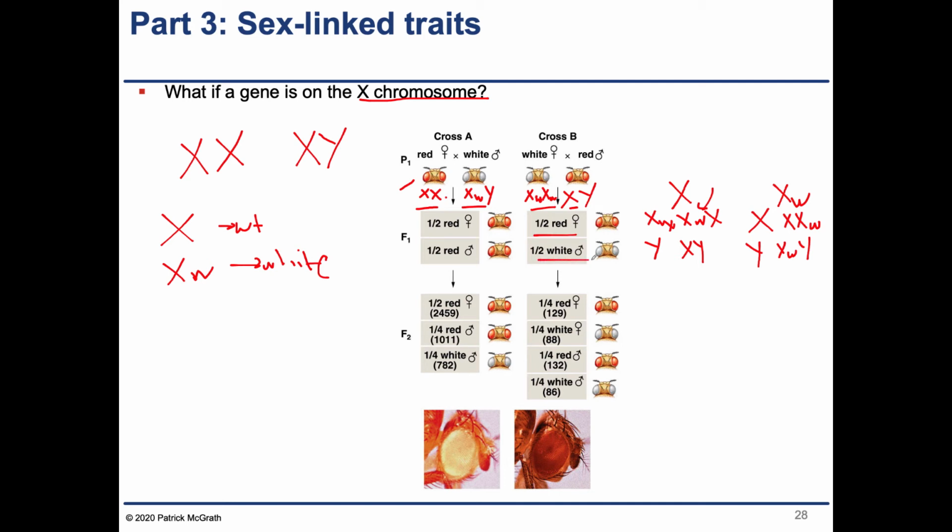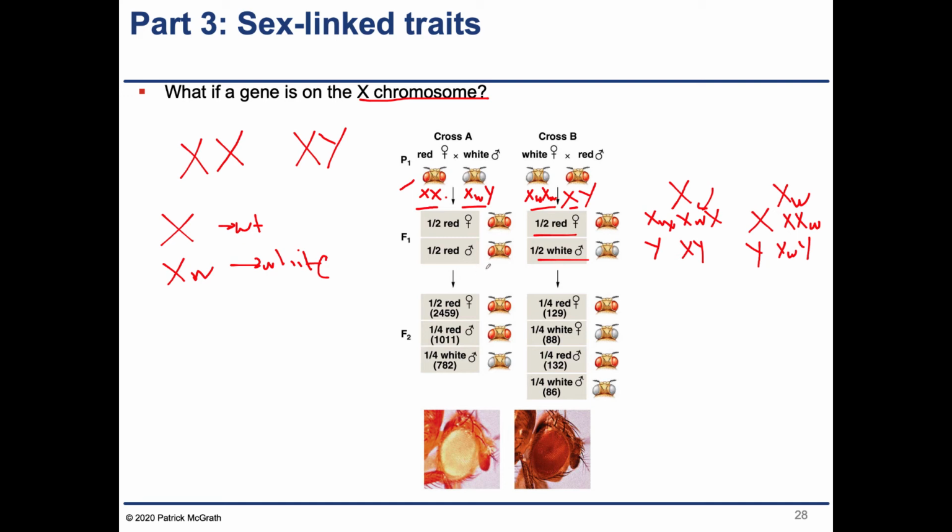So one thing that's very interesting is that you can have a cross, and if you do the opposite cross, you get completely different results. In one case, you get 100% red eyes, and in the other case, you get half and half. The other thing you'll notice is that the phenotypes are linked, we call it linked, to the sex of the animal. So the males all have the white eyes, and the females all have the red eyes.